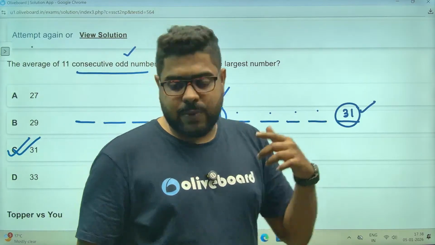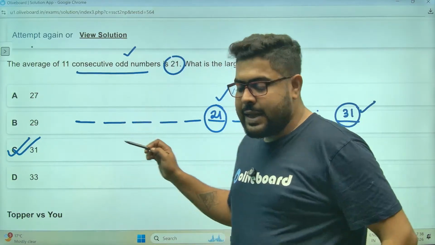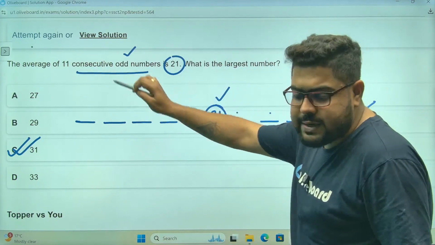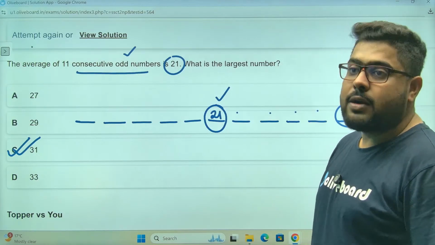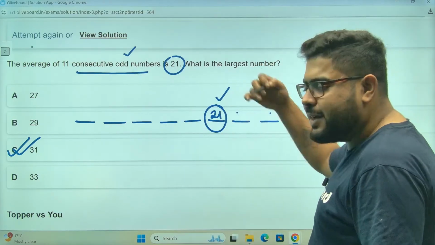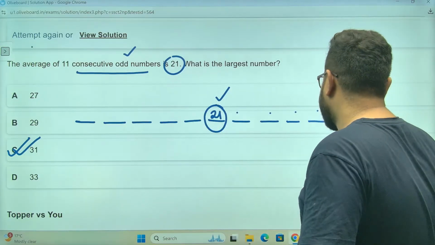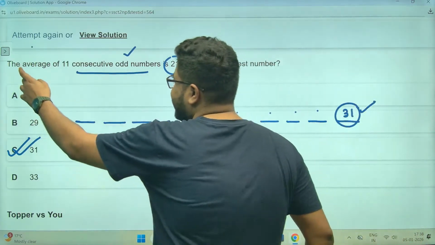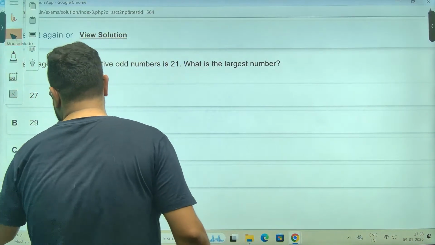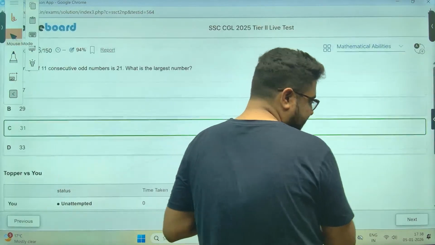Sometimes they ask you, what is the difference between the second largest number and the third smallest number? Or they won't ask difference, they generally will ask you some multiplication, something like that. Because if they ask difference, that will be much easier to solve. Okay? Chalo, next one.